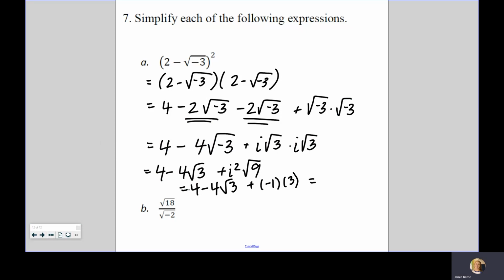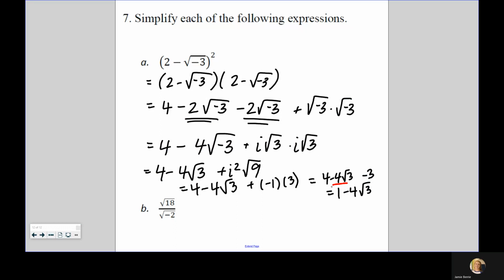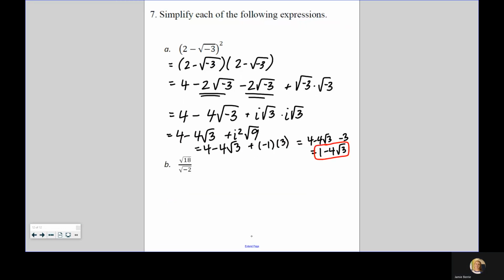All right. So that's 4 minus 4 on the square root of 3 minus 3. Combine like terms. 4 minus 3 is 1 minus 4 on the square root of 3. Lots of simplifying there. Lots of simple things that could easily get messed up. Okay. Lastly, we're going to simplify this little guy, square root of 18 over the square root of negative 2.